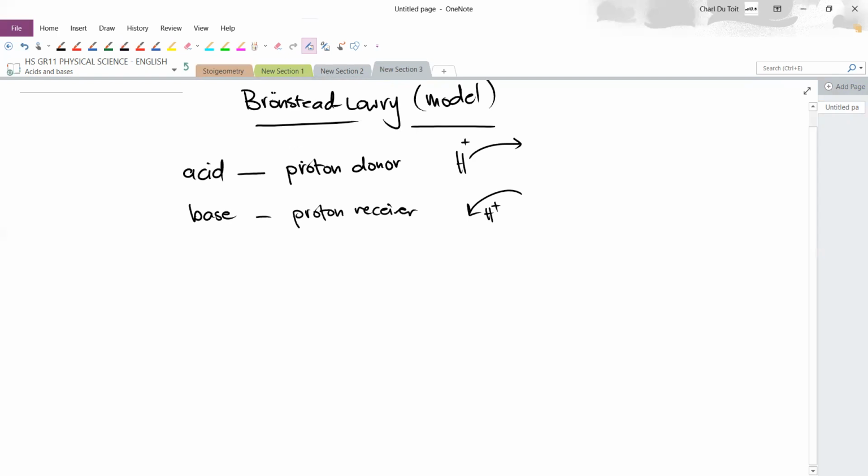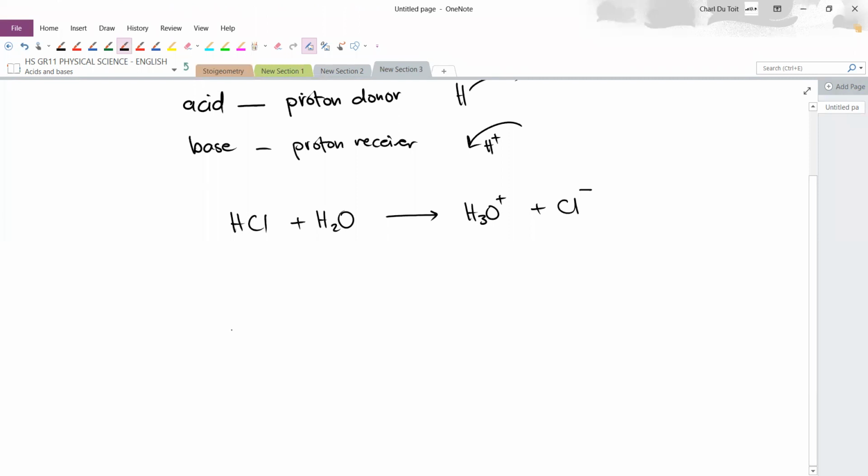Right. So for instance, a basic one: we take hydrochloric acid and we ionize it by adding water to it. You'll get hydronium ions and chloride ions. Is that correct? Yes, sir. Can you write it the other way around, chloride ions plus H3O plus? Yes, you can write it.